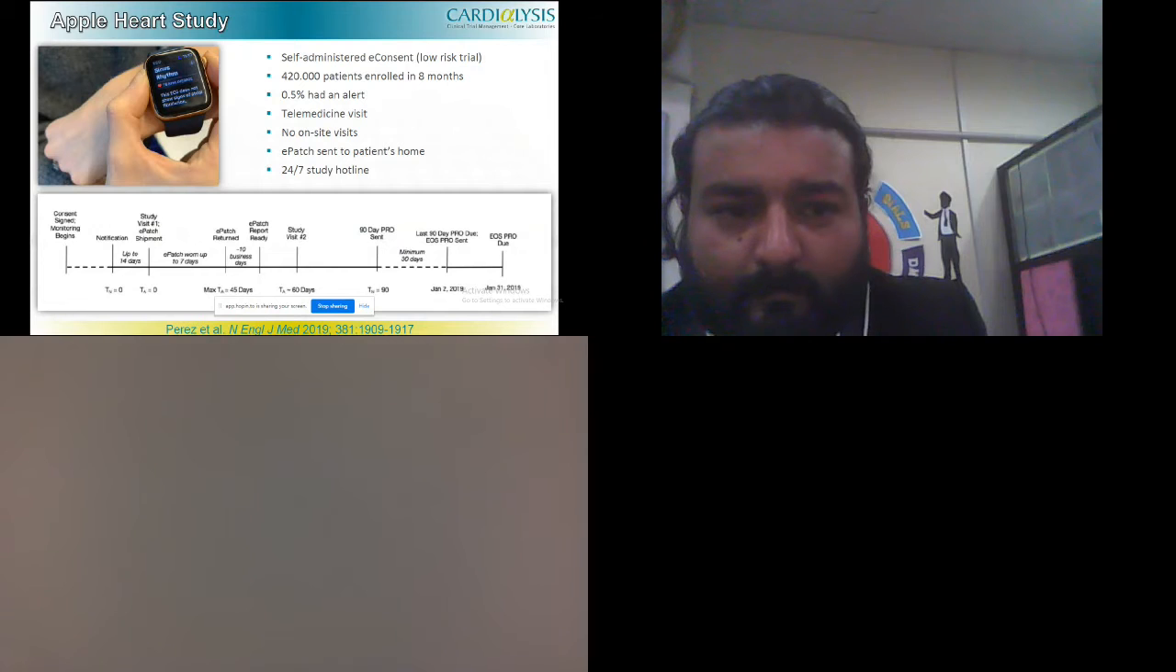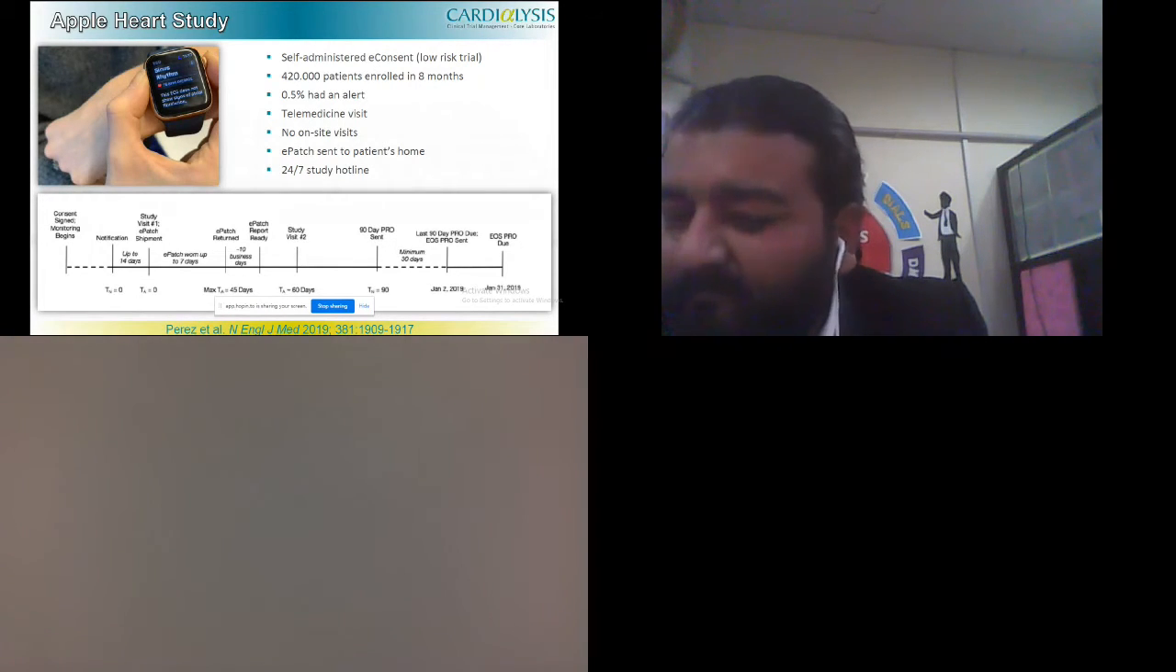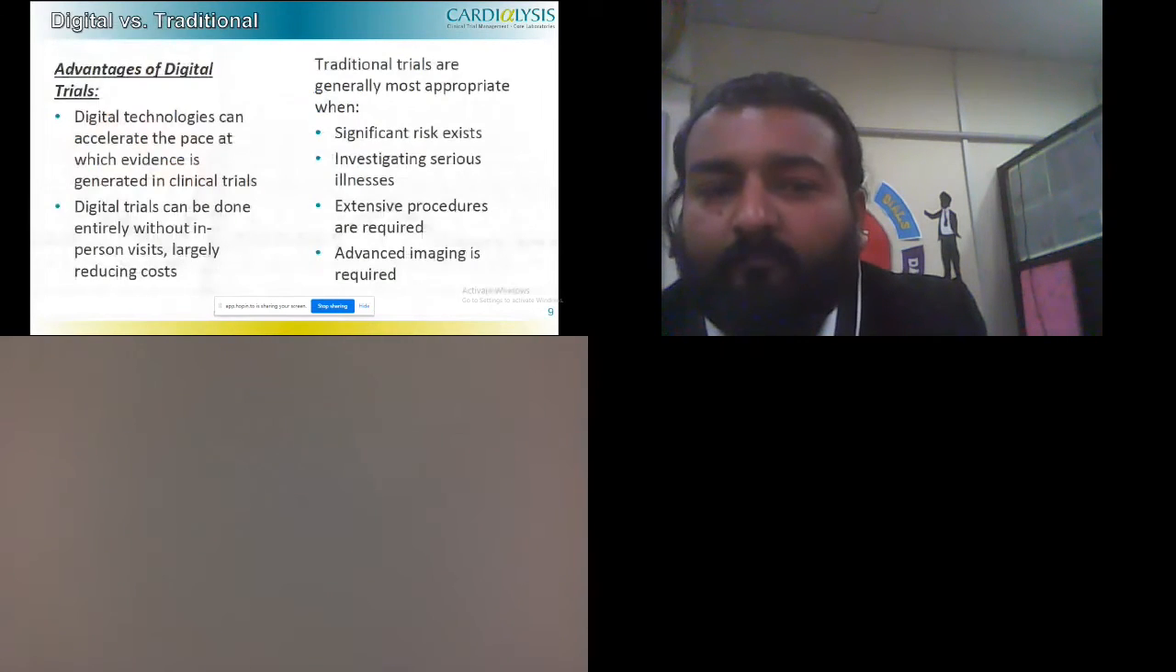Great, and I was referring to the Apple Heart study. Probably you're all familiar with this study. It was basically a digital clinical trial. It was patient-centered. It didn't require sites or siteless trial. And it was key that the consent was administered by the patient, so it was a self-administered e-consent. In the context of a low-risk trial, they managed to enroll more than 400,000 patients.